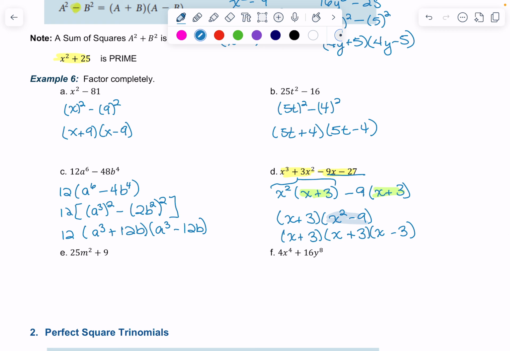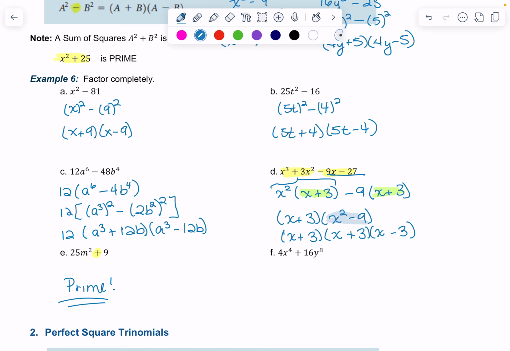All right, the next one, if you want to try that one yourself, you can. The key to this one is that we notice there's a plus sign right there in the middle, so we can't factor this. This one's prime. That was easy, right? What about the next one? Can we factor that?